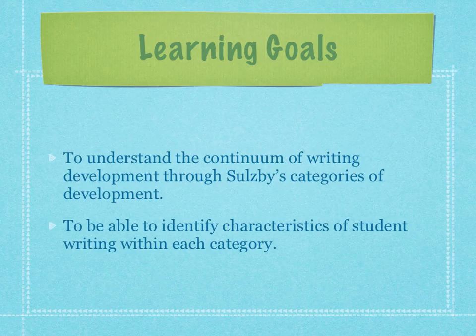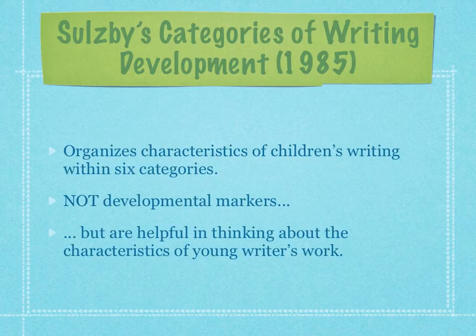So by the end of this podcast, you should understand this continuum of writing development through these categories, and you should also be able to identify characteristics of student writing within each of them. So, to give you a bit of background on Selsby's categories of writing development, they really organize characteristics of children's writing within these 6 categories you saw on the agenda.